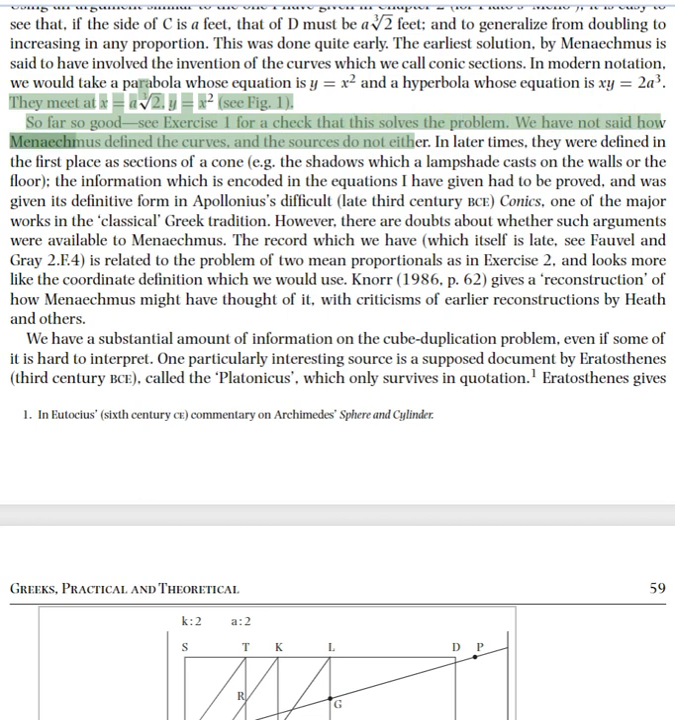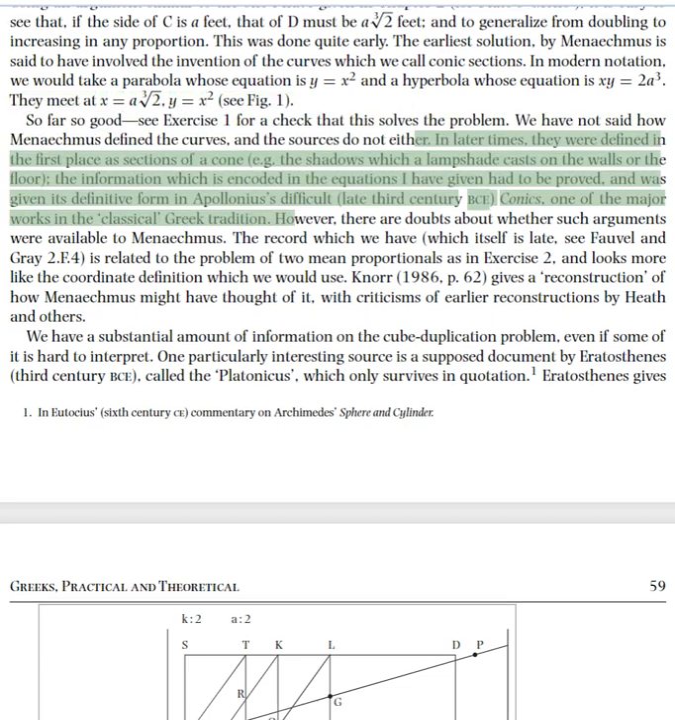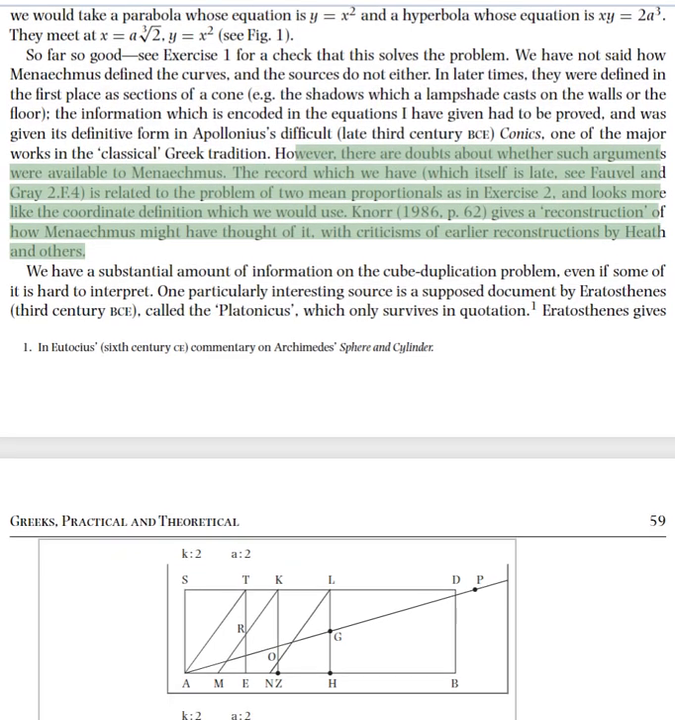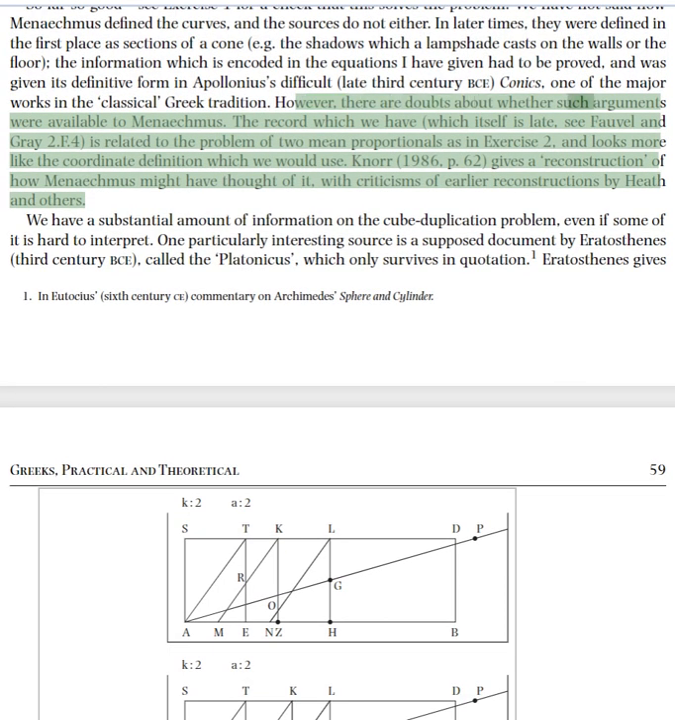We have not said how Menaechmus defined the curves, and the sources do not either. In later times, they were defined in the first place as sections of a cone. The information which is encoded in the equations I have given had to be proved, and was given its definitive form in Apollonius's Conics, one of the major works in the classical Greek tradition. However, there are doubts about whether such arguments were available to Menaechmus.